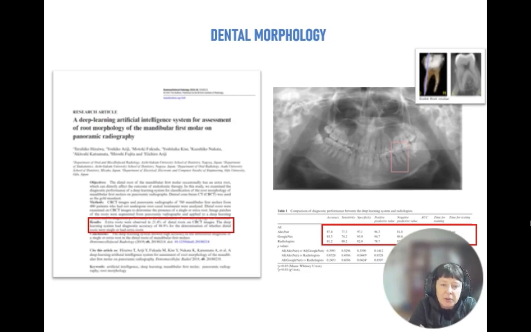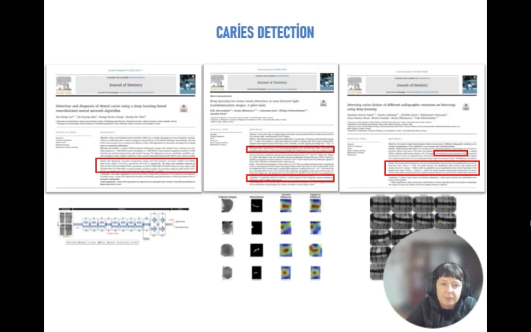And what's interesting about these papers is not only the sensitivity and specificity, but also the time for analysis. So the time for analysis is far shorter than that of human beings. Caries detection also applies here in case of intraoral periapical bite-wing radiographs and CBCT radiographs.